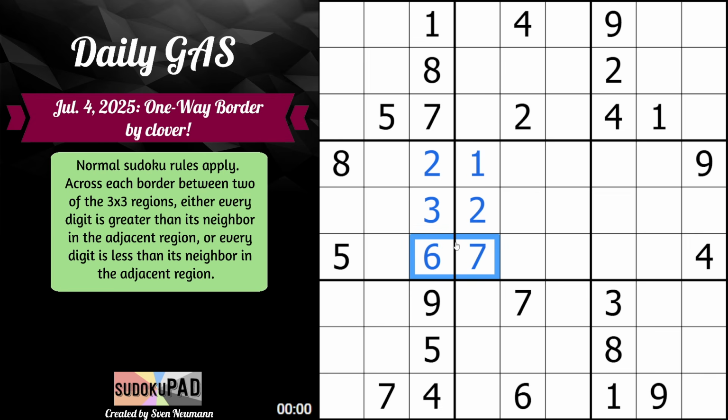So obviously we can also do it in the opposite direction. This could be 4 and this could be, let's say, 8. And that would be a valid way to fill this out. Hopefully that made sense. Those are the rules. Let's just jump right into it.